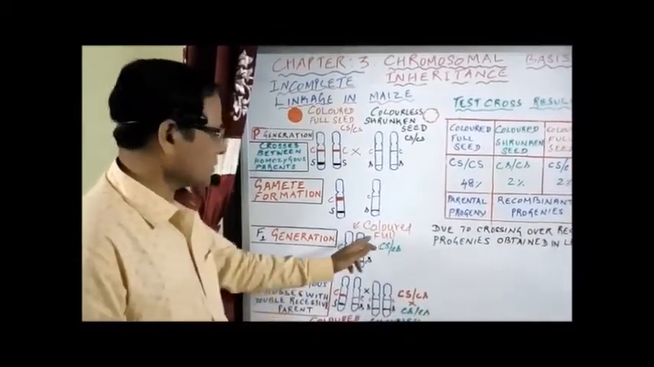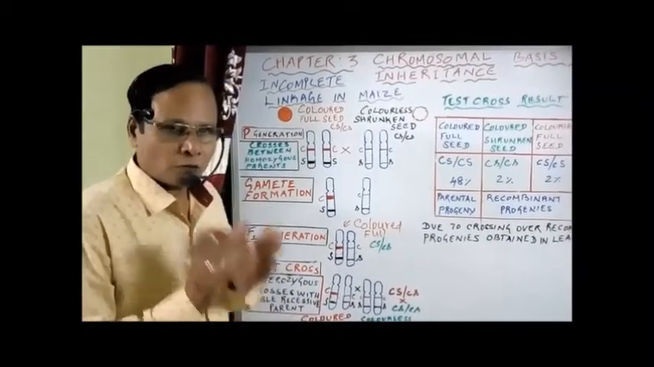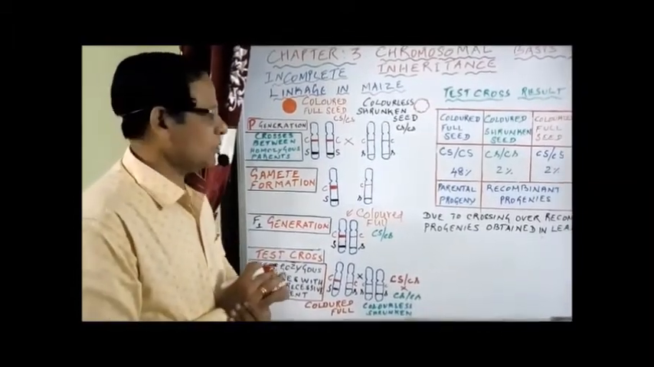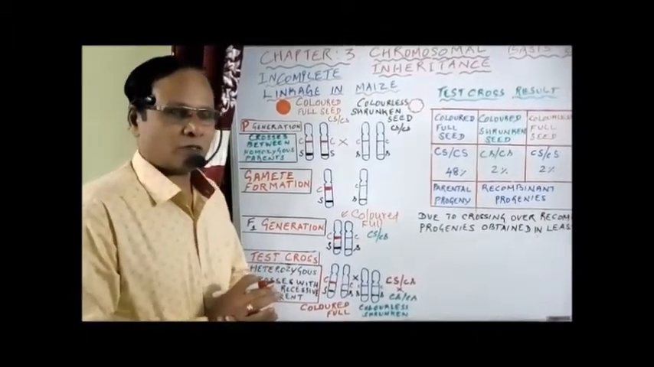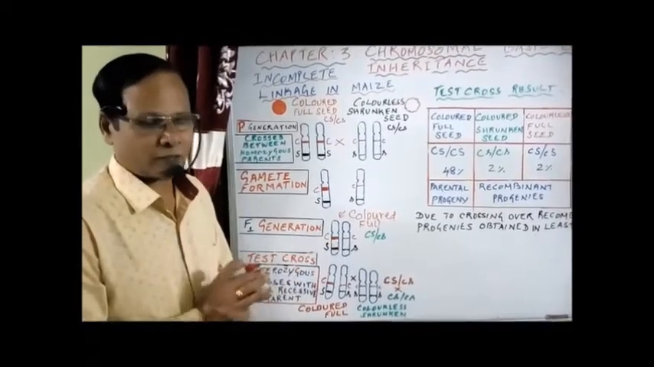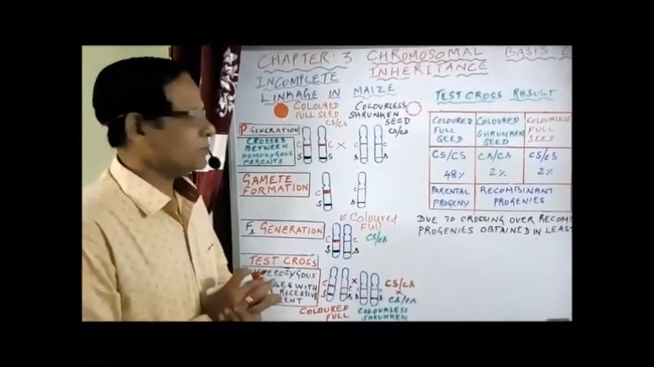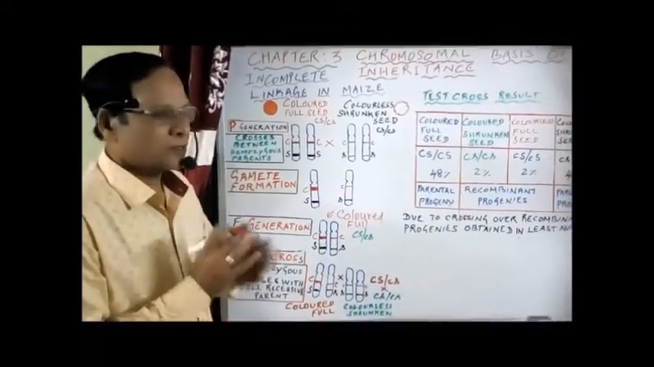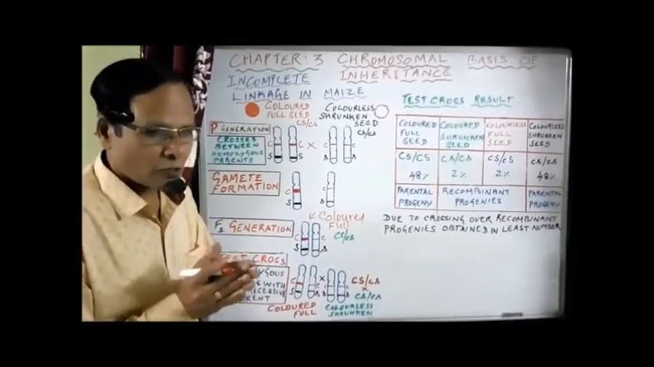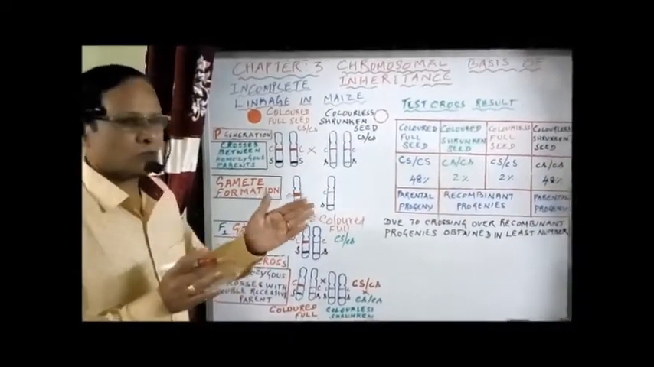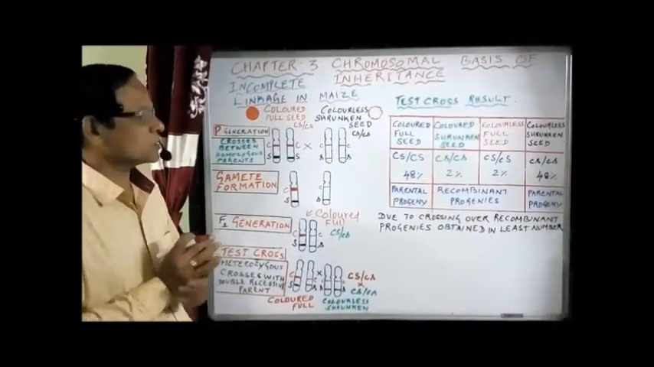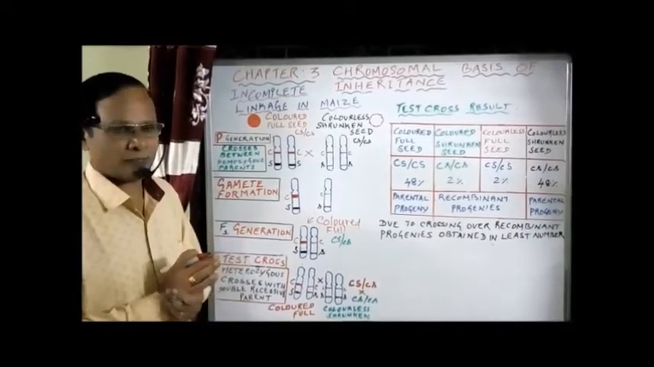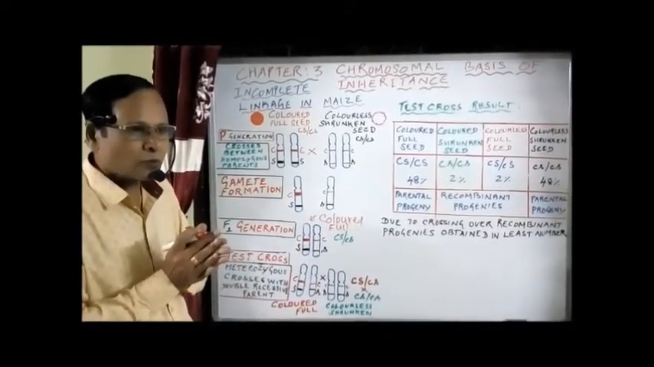When this F1 heterozygous individual, that is a colored full seed, is crossed with a double recessive pair, you know the expected ratio. We are getting 1:1:1:1 in a recessive back cross, in a recessive test cross. But because we have some incomplete linkage, what will happen? There is a chance of getting new combinations also. We are not getting the 1:1:1:1 ratio. We are getting what is called the coupling ratio, what we can say 7:1:1:7, like that. But somehow crossing over took place.